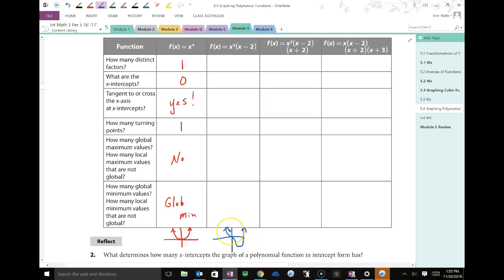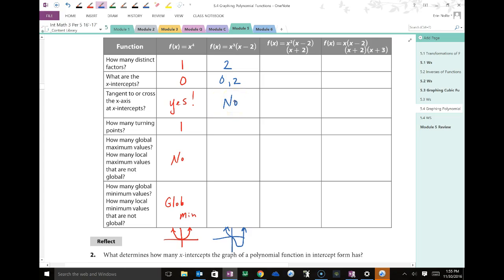Looks something like that. So it's parabolic. How many factors did it have? Oh my god, that's scary. Or does it have? 2. So what are the two x-intercepts? 0 and 2. Did it bounce? No, it crossed.